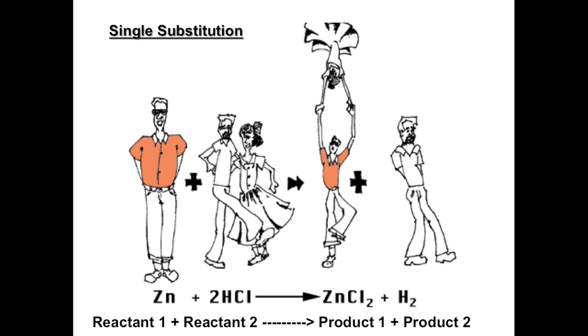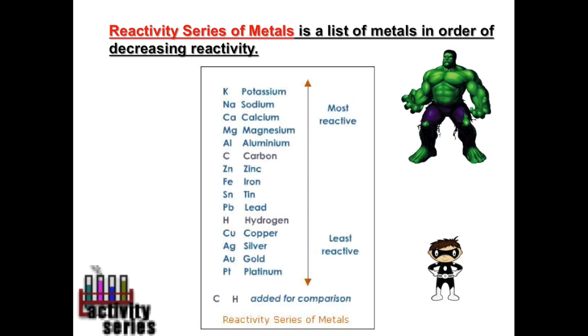For this to happen, there is what is called the reactivity series of metals, and this is a list of the metals in order of decreasing reactivity. At the top, we can see the most reactive are potassium, sodium and calcium. And the least reactive, you can have silver, gold, and platinum.